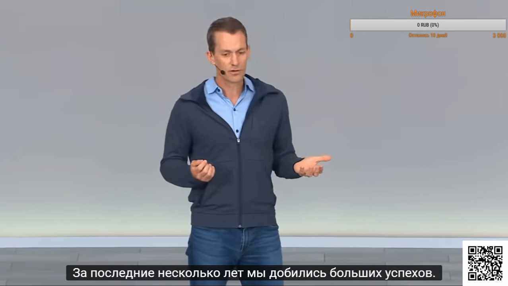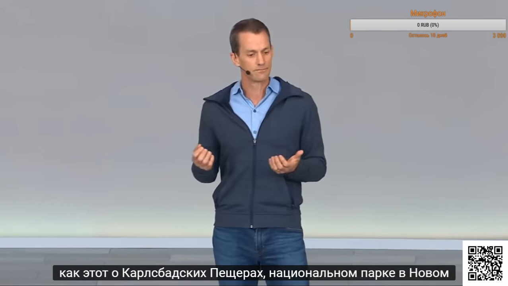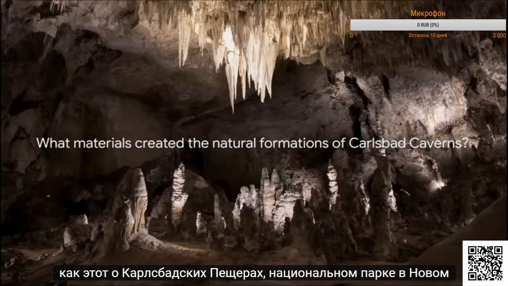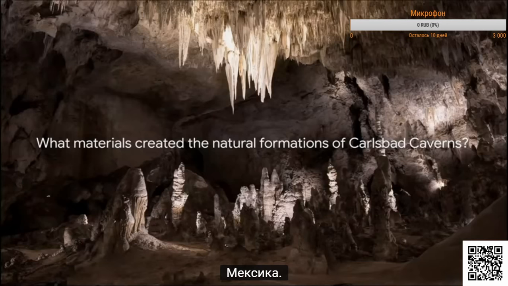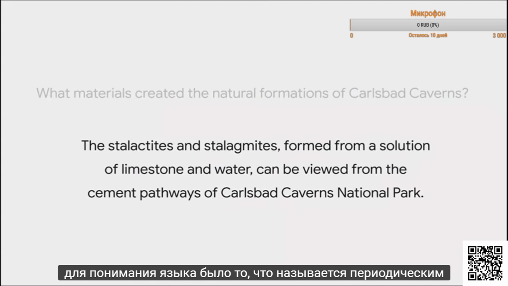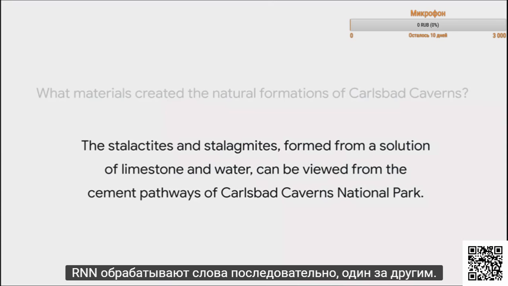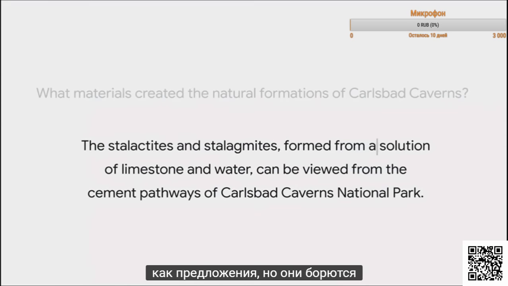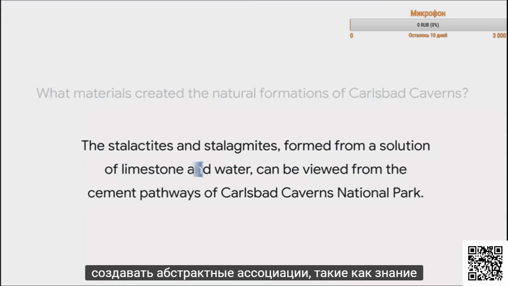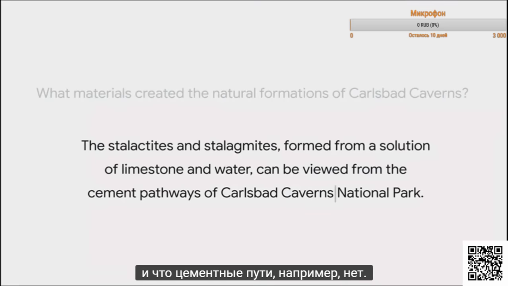In the past few years, we've made major strides. Take teaching a machine to answer questions like this one about Carlsbad Caverns, a national park in New Mexico. Only recently, the state-of-the-art architecture for language understanding was something called a recurrent neural network, or RNN. RNNs process words sequentially, one after another. They work well for modeling short sequences like sentences, but they struggle to make abstract associations, like knowing that stalactites and stalagmites are natural formations and that cement pathways, for example, are not.